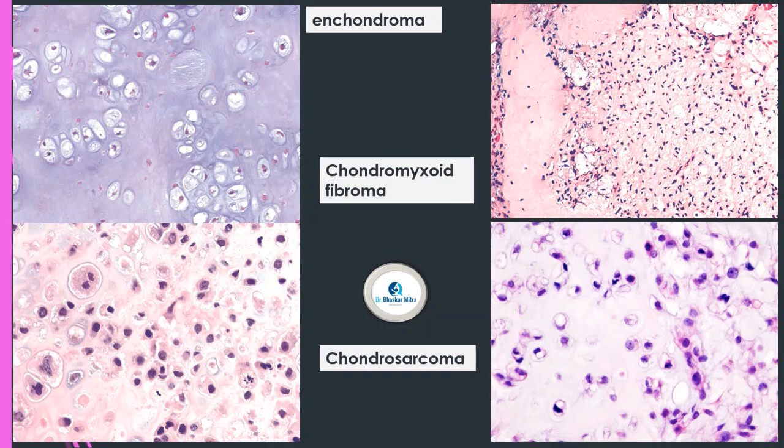chondrosarcoma. These are the large cells. You can take those large cells as very important. They may show cellular atypia and mitotic activity, and as the lesions go from the benign to malignant area, the cellularity increases.